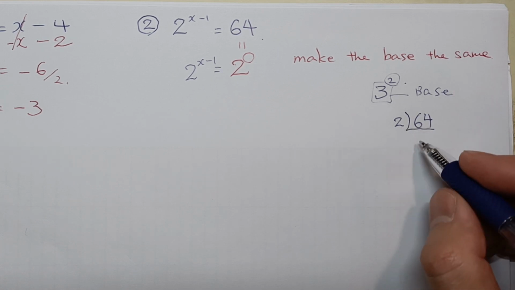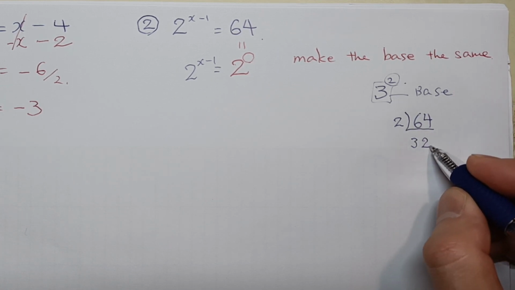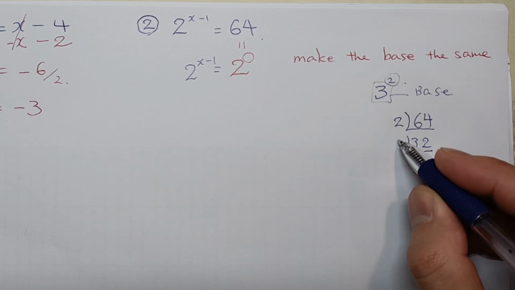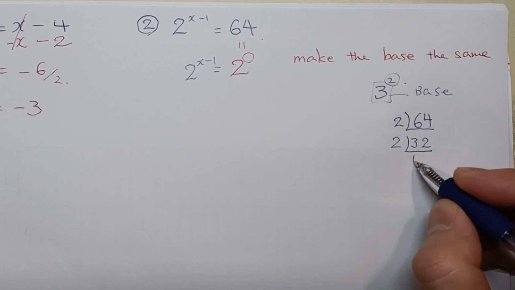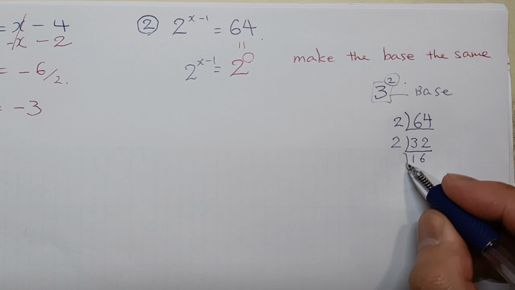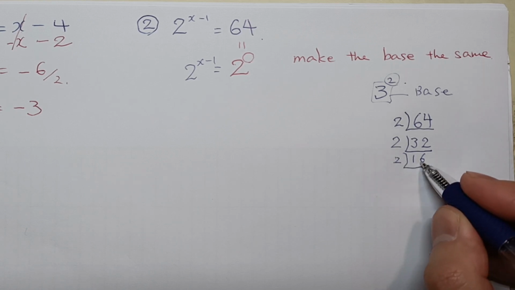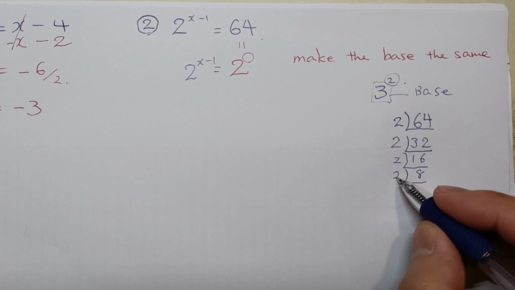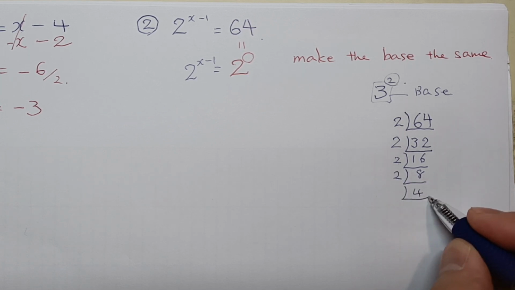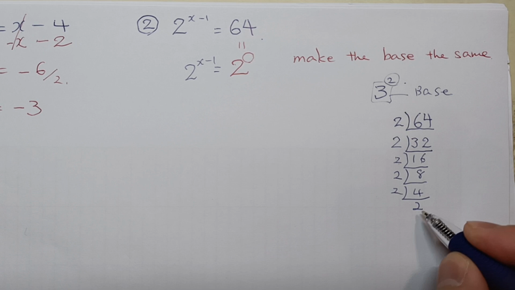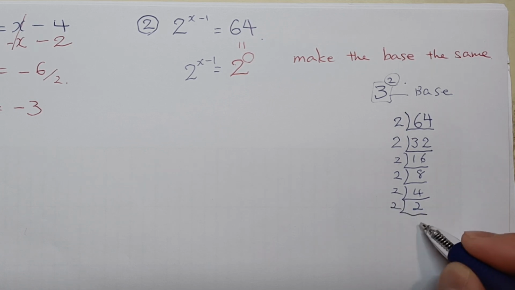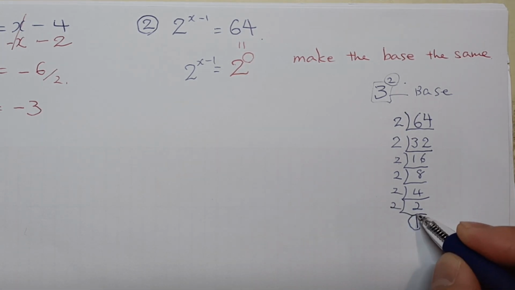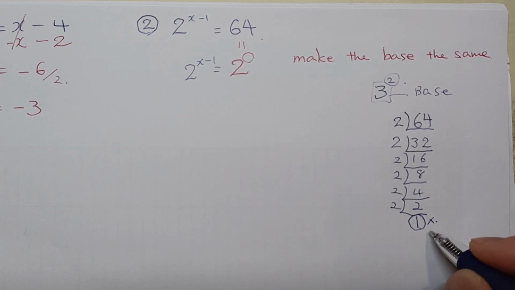64 divided by 2 is 32. 32 divided by 2 is 16. 16 divided by 2 is 8. 8 divided by 2 is 4. 4 divided by 2 is 2. And then 2 divided by 2 is 1. When we get 1, this is a finish point, okay?